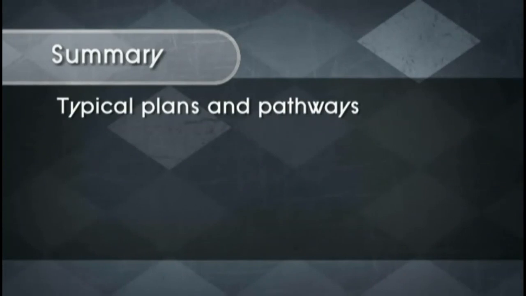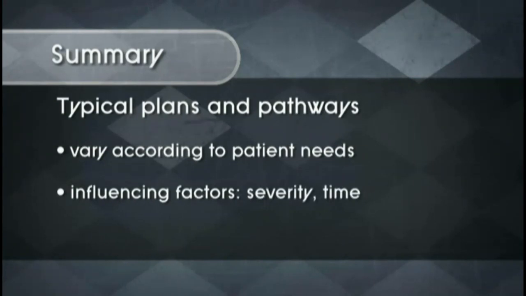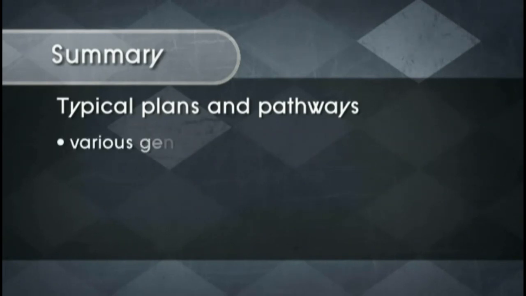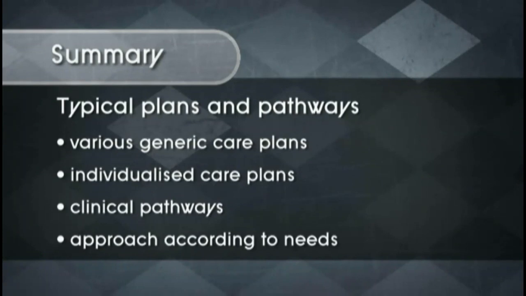Patient care plans and pathways vary according to patient needs and conditions. Influencing factors include the severity of a patient's condition and anticipated length of care time. There are various forms of generic care plans, individualised care plans, and clinical pathways that approach care in different ways according to the needs of patients.